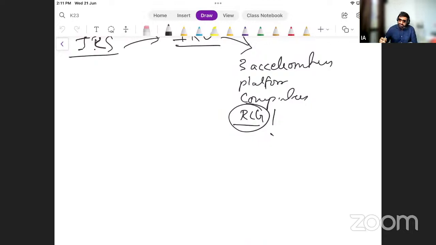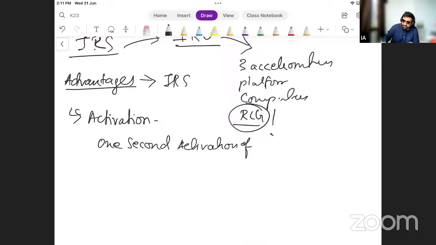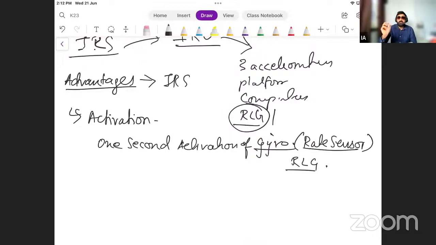So the advantages of IRS. Why these advantages? Because RLG, ring laser gyro, is a part of IRS. So the advantages of IRS are, first, quick activation, like the time taken to activate the system is almost zero. We have 1 second activation of gyro. So it's quick to use. Okay. What gyro? The gyro is the rate sensor. Attach the keywords rate sensor with ring laser gyro, a single degree of freedom gyro.